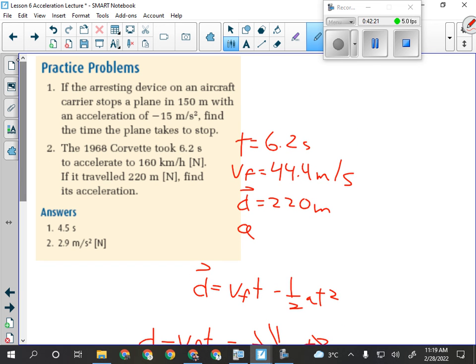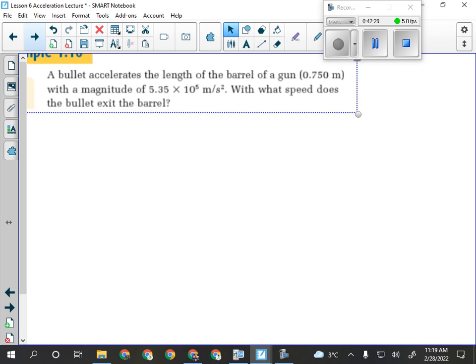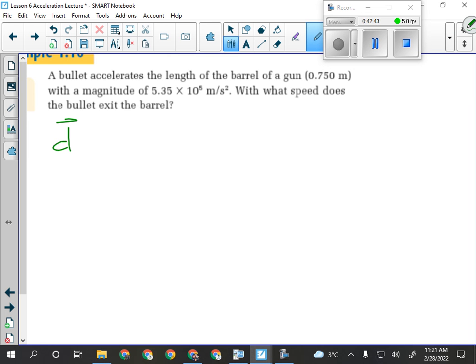Okay, we got one more we haven't talked about yet. So, try this one. All right, so on this one, we have a bullet that accelerates the length of the barrel of a gun that is 0.75 meters in length. So it's a rifle, a long weapon, so the D is 0.750 meters. And the acceleration is 5.35 times 10 to the 5 meters per second squared.